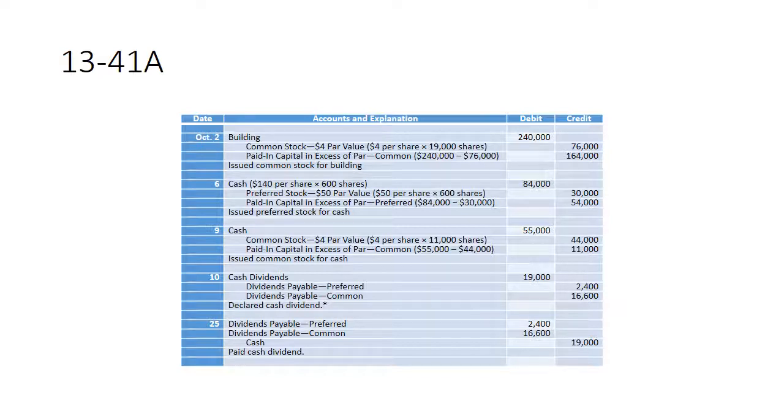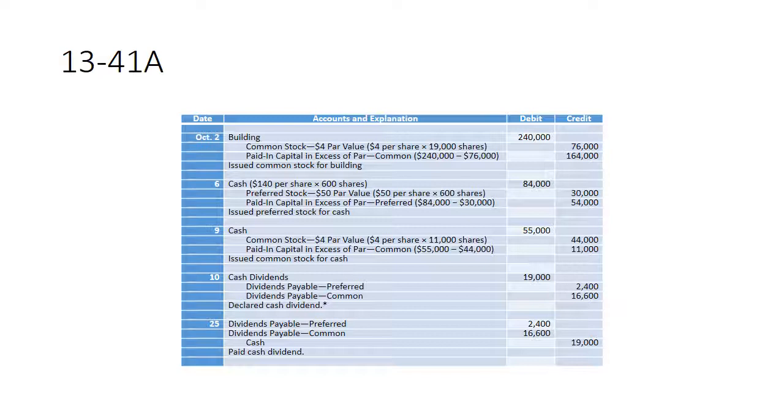On October 6th, the company issued 600 shares of preferred stock for $140 a share. Well, the company's preferred stock has a $50 par value. You must keep that in mind. Par value is not selling price. Selling price of this stock is $140 a share. $140 is then multiplied by the 600 shares, and in this case, they sold it for cash. So the company will debit cash for $84,000.